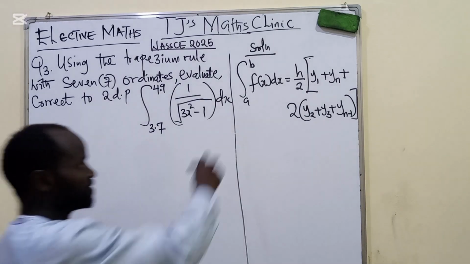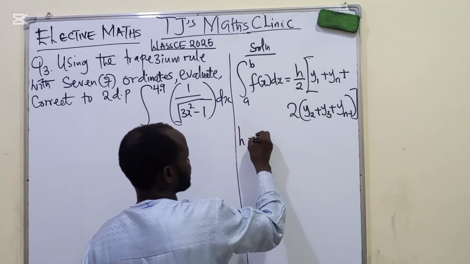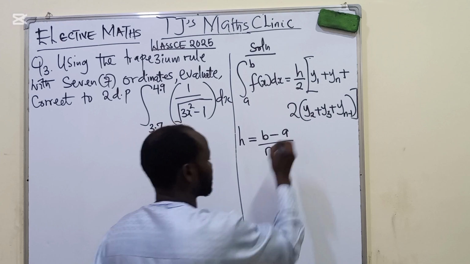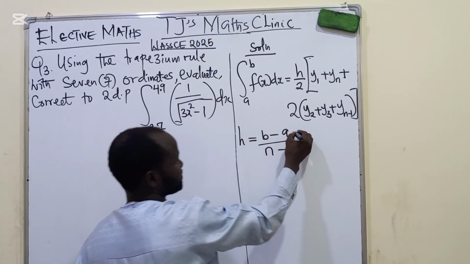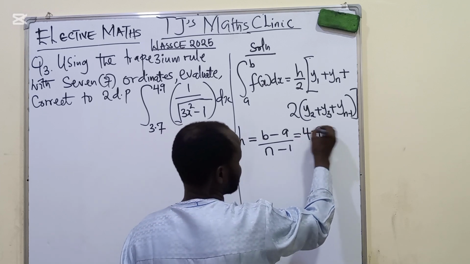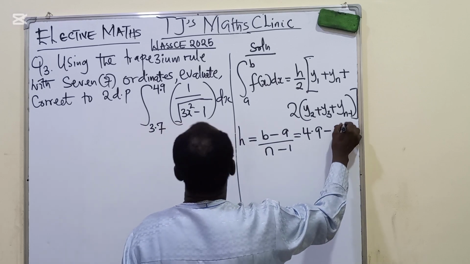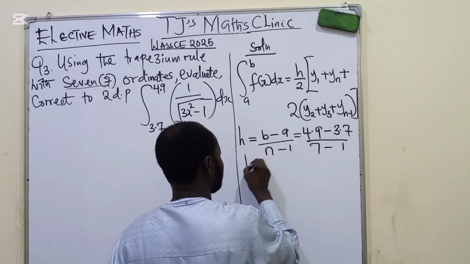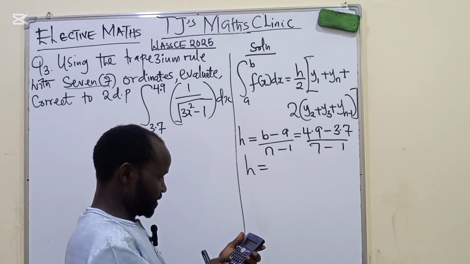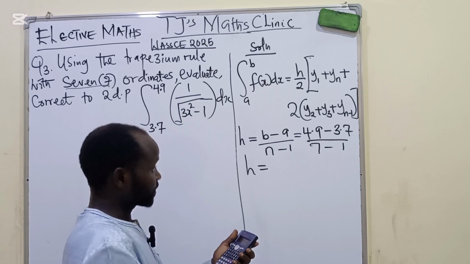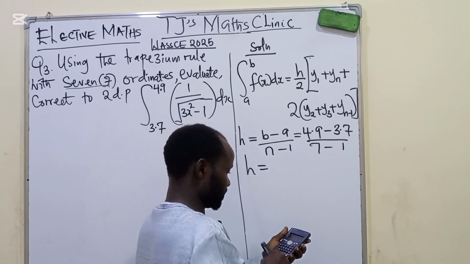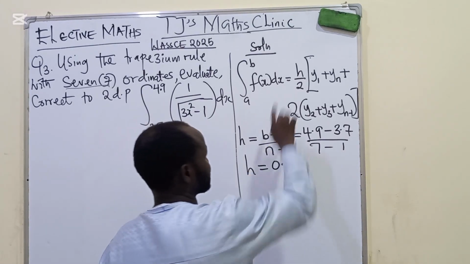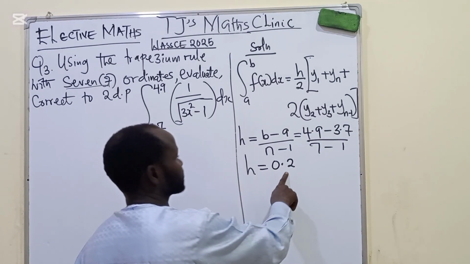Very important: to find this h, we use h equals the upper limit minus the lower limit, that's the common difference, divided by the number of ordinates minus 1. In this case, our upper limit is 4.9 minus the lower limit, which is 3.7, divided by n. Our n is 7, the number of ordinates, minus 1. Then our h will be 4.9 minus 3.7, that's 1.2, divided by 7 minus 1, which is 6, that will be 0.2. So the width of each strip, or the common difference, or the interval, is nothing but 0.2.